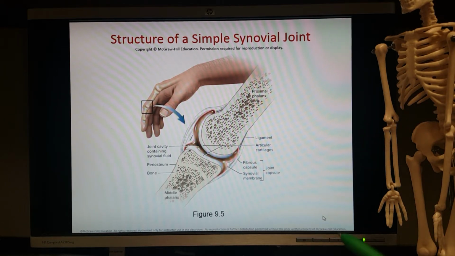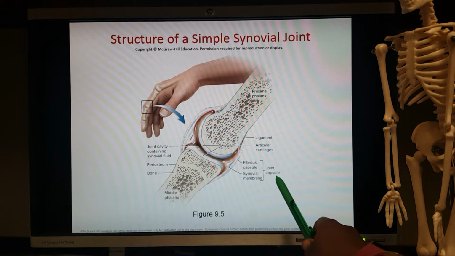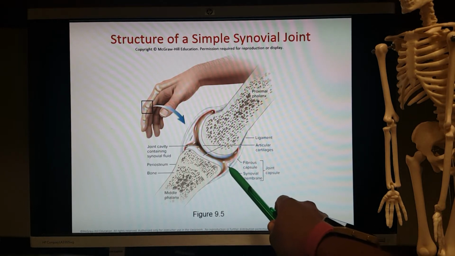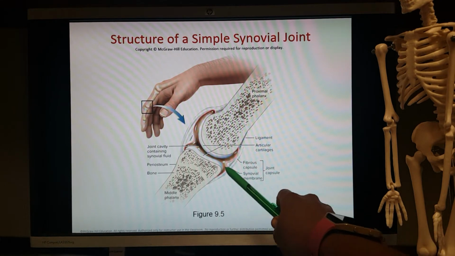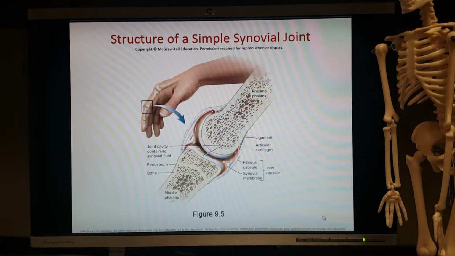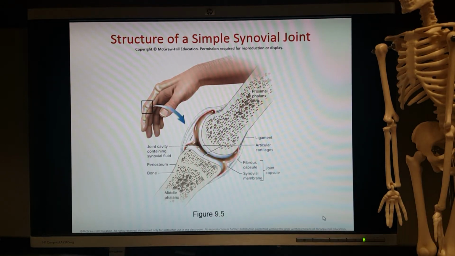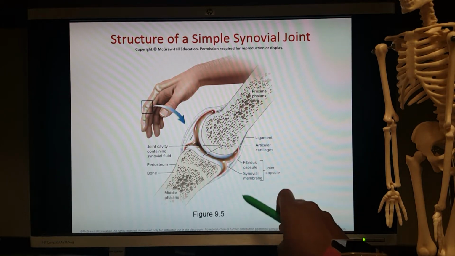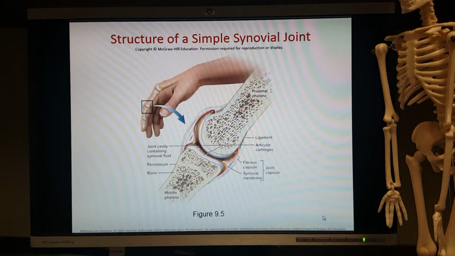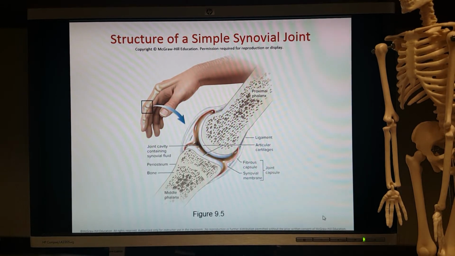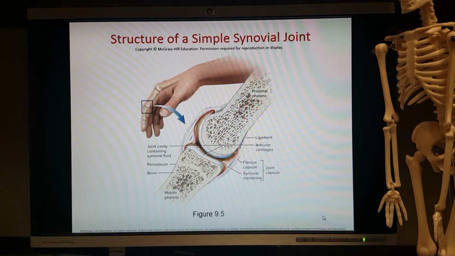This fluid is kept in that area by the joint capsule, which is made of the synovial membrane as well as the fibrous capsule on the outside. Also, parts of the synovial joint, you still have your articular cartilages at the joint surfaces on both bones. And then still having the ligaments helping to connect bone to bone. So bone to bone connecting them together. So all this other stuff is on the inside, providing a nice slick surface. So your synovial fluid acting like a lubricant to make everything nice and slippery.